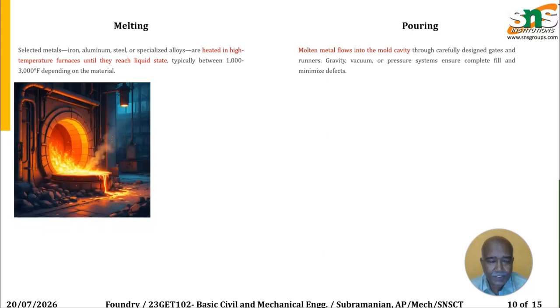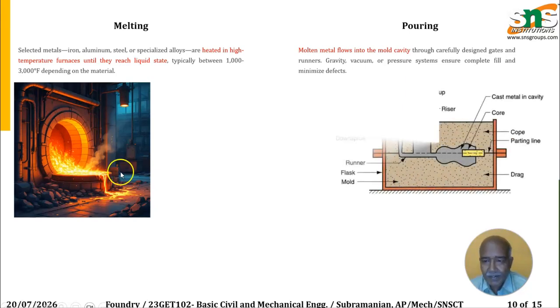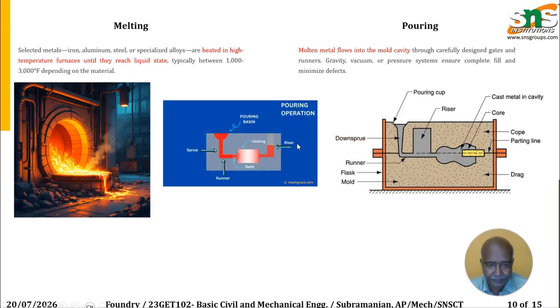In the melting process, we melt the metal and pour it. It will be in the liquid stage, and it will be poured into a certain mold to form the required part, and there is a riser there. If any part has not been filled enough, the metal from the riser will flow into the part to fill the space.